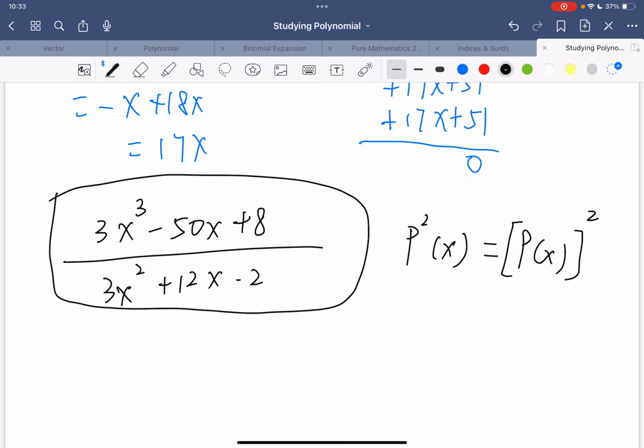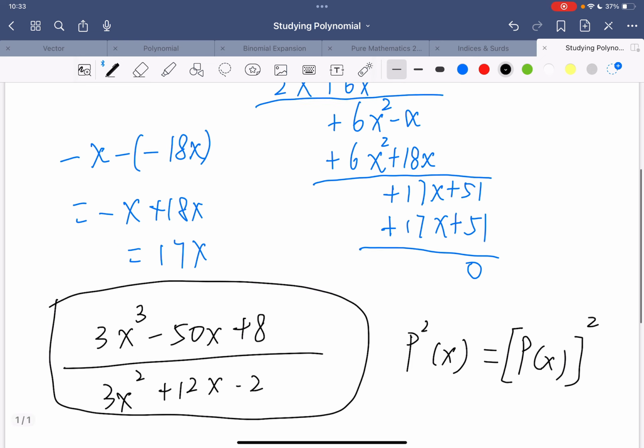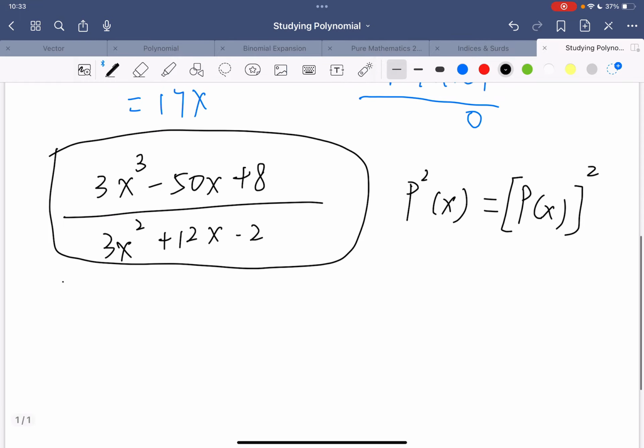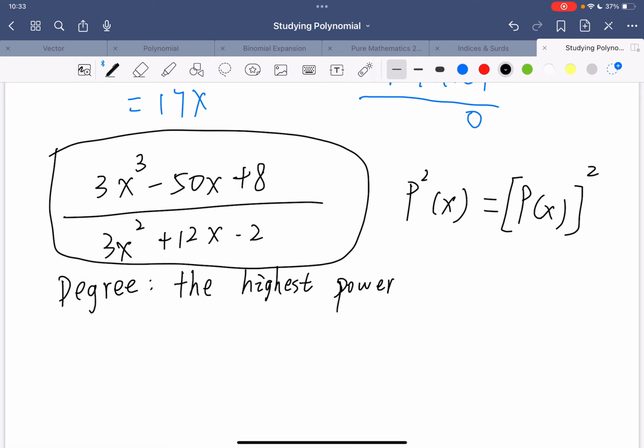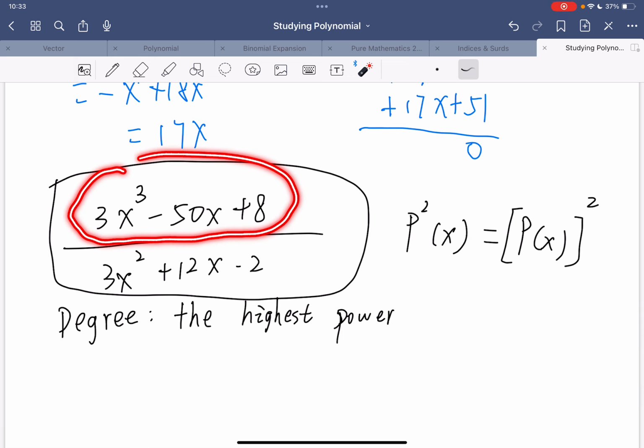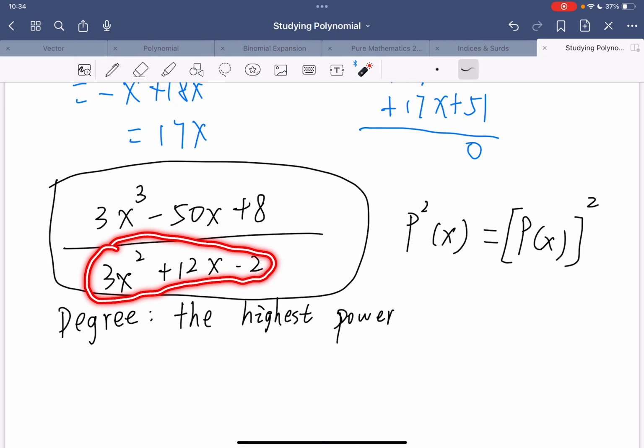Right? And we call the highest power in an expression the degree. So this is a specific term, degree. We use this word to express the highest power in an expression. For example, in this expression, the highest power or the degree is 3, right? And for this expression, the degree is 2, okay? And so on.